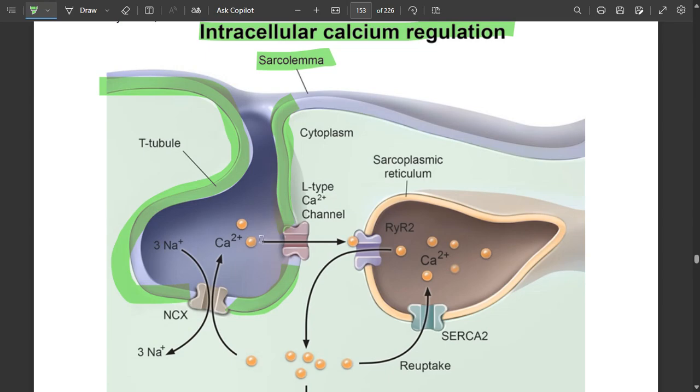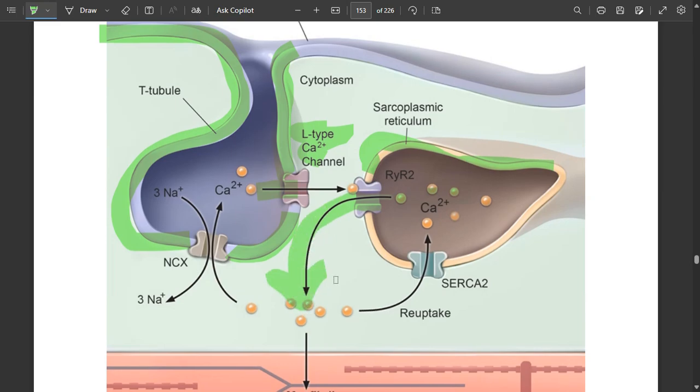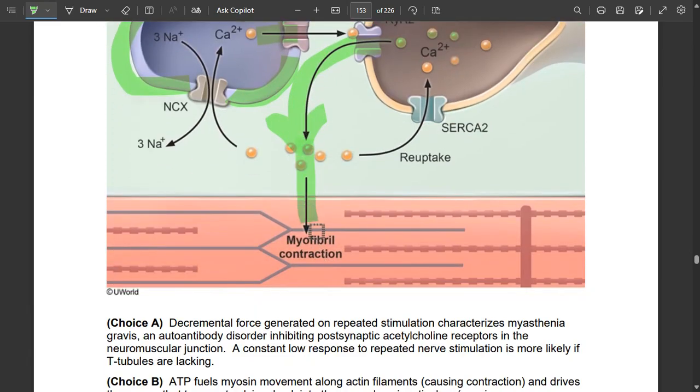There's a channel called the L-type calcium channel, which goes inside the sarcoplasmic reticulum. The sarcoplasmic reticulum has the ryanodine receptor, which helps in releasing the stored calcium from inside the cell to outside. This calcium now assists in myofibril contraction. It binds to troponin C and helps in ATP synthesis, ADP formation, which helps in contraction.